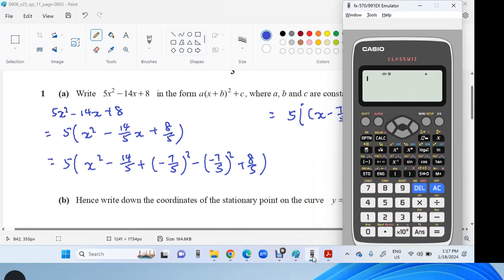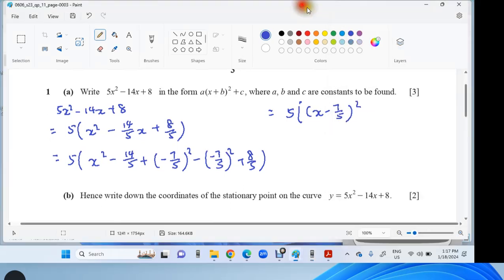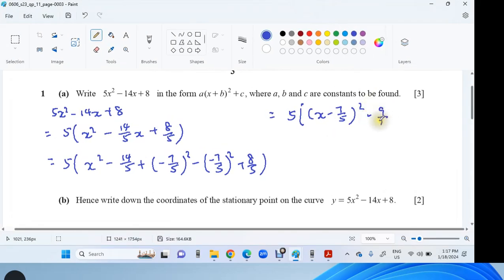So we have the minus 49 over 25 plus 8 over 5. So it will become negative 9 over 25. So it will become 5 times x minus 7 over 5 squared minus 9 over 5.